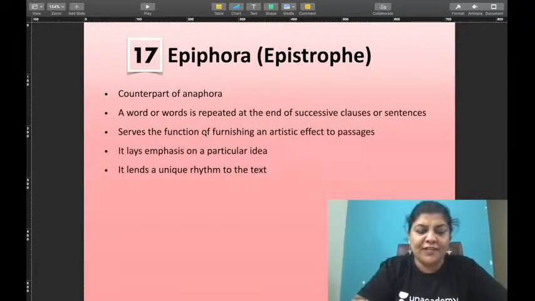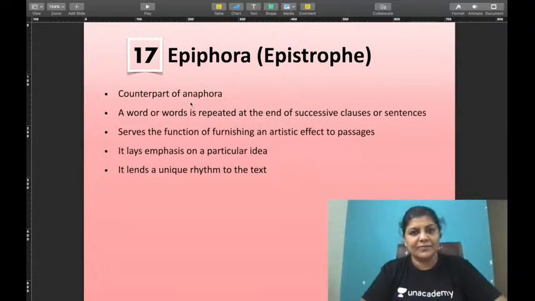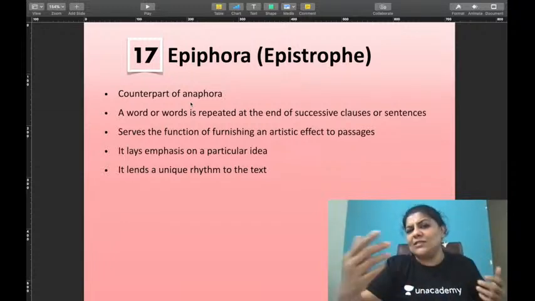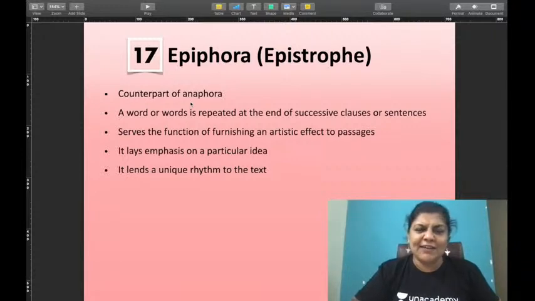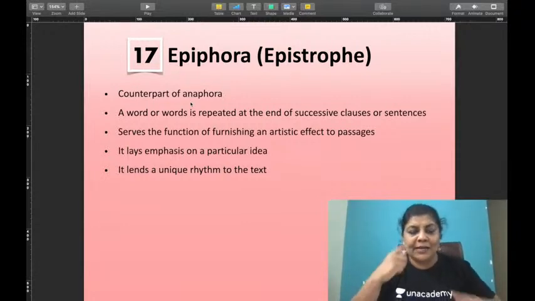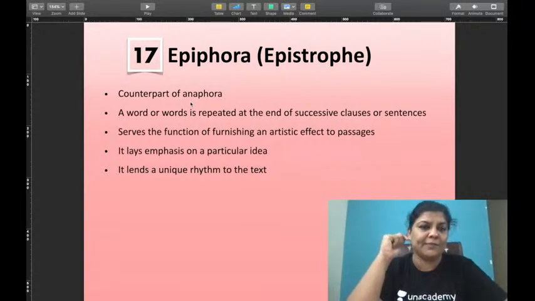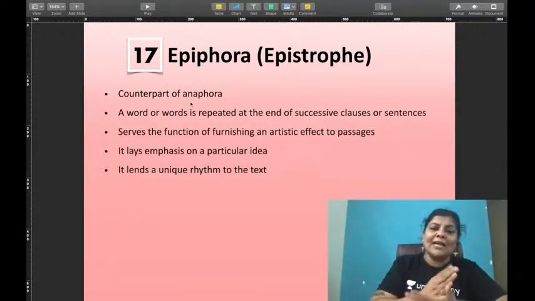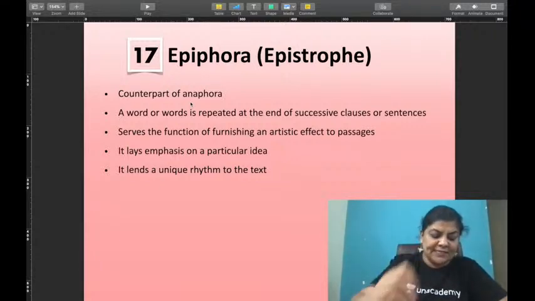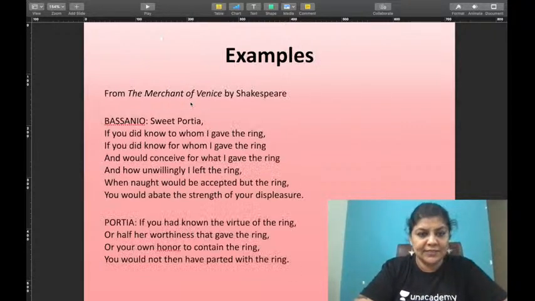Epiphora or epistrophe is a counterpart of anaphora. Anaphora, a group of words are repeated at the beginning. It was the best of times. It was the worst of times. Remember? Five years have passed. Five years, the length of five long winters. Anaphora, repetition of word or words at the beginning. Epiphora is at the end. Repetition of word or words at the end. Both anaphora and epiphora give emphasis. Emphasis. Look at this.